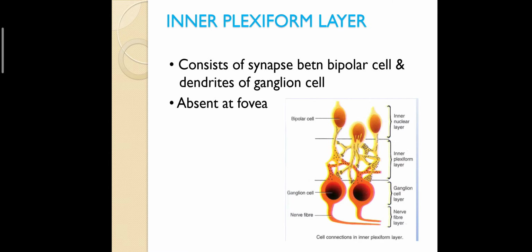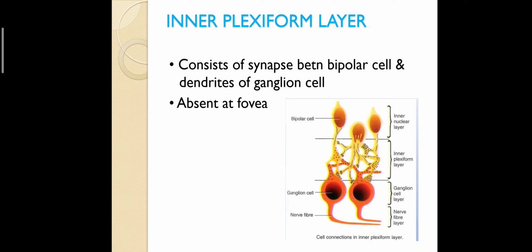Then comes the inner plexiform layer. The inner plexiform layer is nothing but synapses between these bipolar cells and the next layer, that is the ganglion cell layer. The information has to be passed from rods and cones, which comprise the first order neuron, to the ganglion cell, and it is happening through these bipolar cells. So they consist of synapses between these bipolar cells and the dendrites of these ganglion cells.